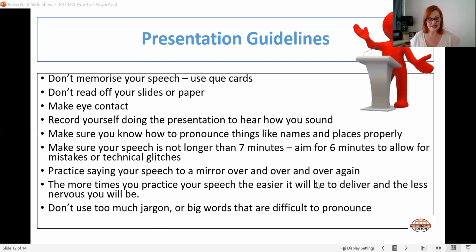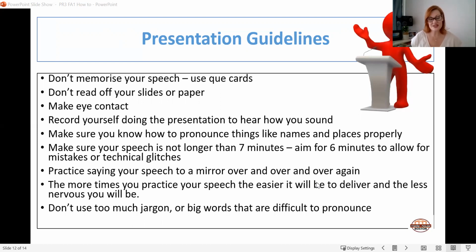You can also practice your speech to the mirror. So talk to yourself in a mirror, and then you'll see that you're shaking your head too much, or you're playing with your clothing, or you're fiddling around. See how you do that, and then obviously make sure that you improve on that. And the more times you practice your speech, the more times you do it over and over again, the easier it is to deliver and the less nervous you will be.